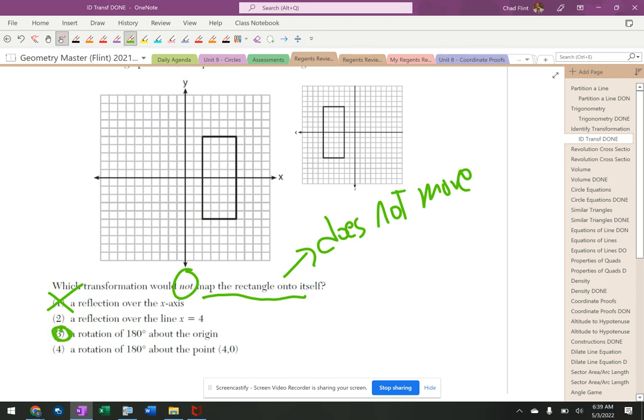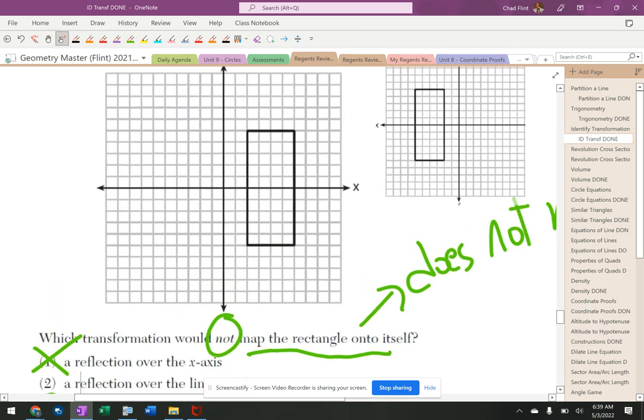All right, let's just double check. Those are the two that don't move. X equals 4 is that line right there. All the x values are 4. Clearly it's right down the middle of that rectangle. So that does not move.